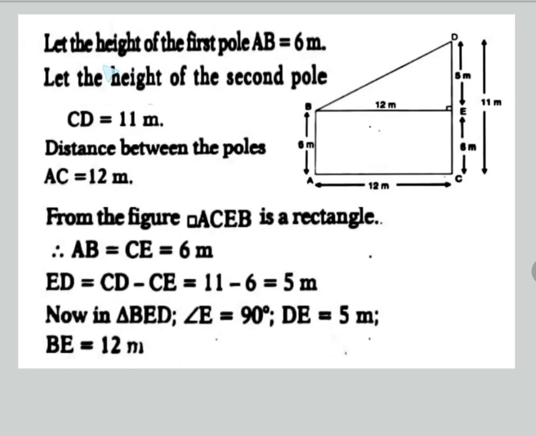Now look at here. The length of the first pole is AB, 6 meters. The length of the second pole is 11 meters. And distance between the poles is 12 meters. ABED is a rectangle, and BED is a right angle triangle because angle E equal to 90 degrees and DE is equal to 5 meters because 11 minus 6 equal to 5 meters and BE is equal to 12 meters.